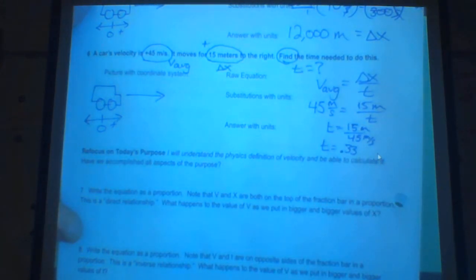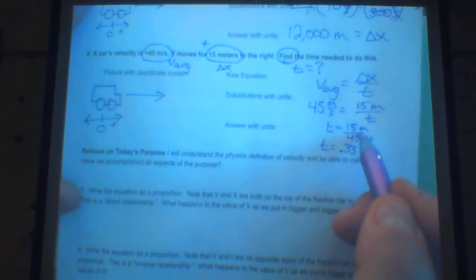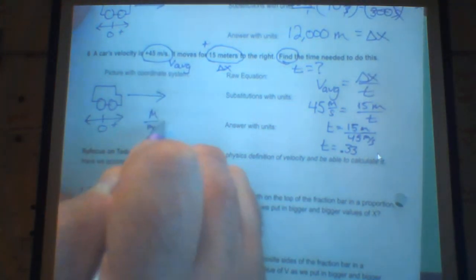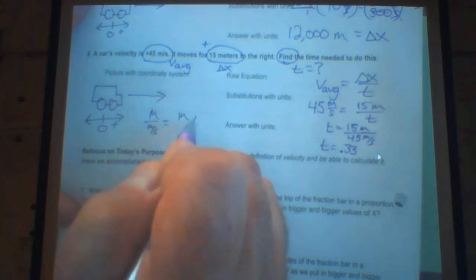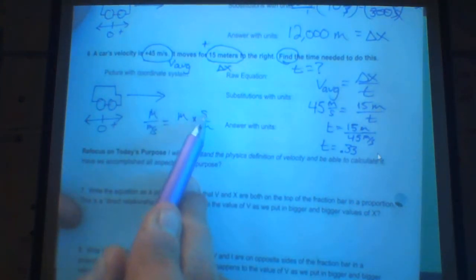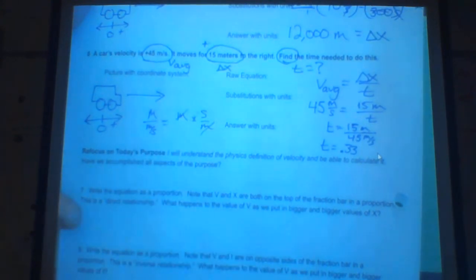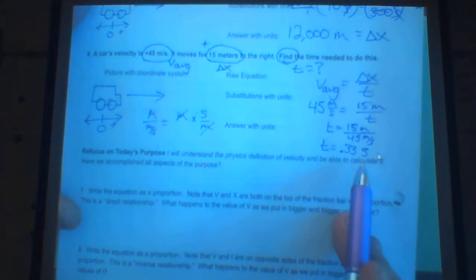We have 15 divided by 45. Those digits result in 0.33333333. But with our units here, we have meters divided by a fraction. Meters divided by a fraction is the same thing as meters times the reciprocal, s over m. Remember that dividing by a fraction is the same thing as multiplying by the reciprocal. So when we multiply by the reciprocal, the m's cancel out, leaving just plain s's. And that makes sense to have time measured in seconds.